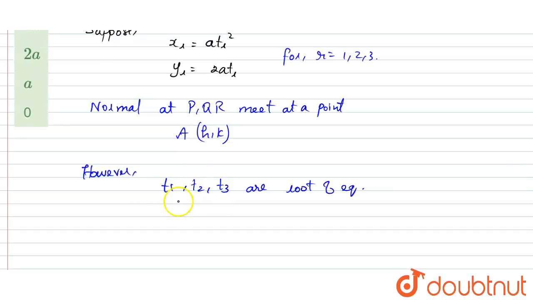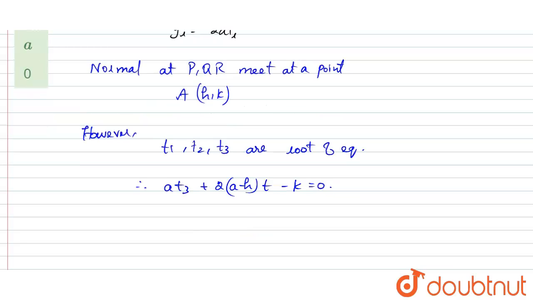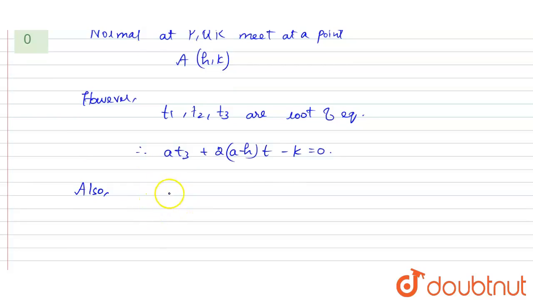Therefore the general equation is a t cubed plus (2a minus h) t minus k equals 0. Now I'm going to find the sum of roots and product of roots here.